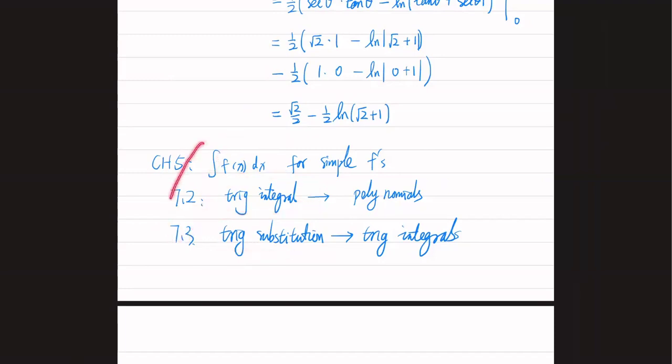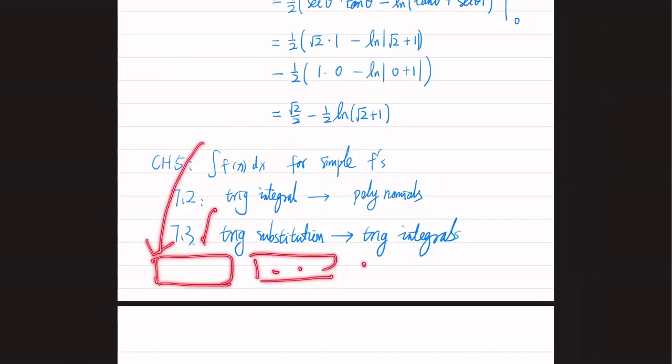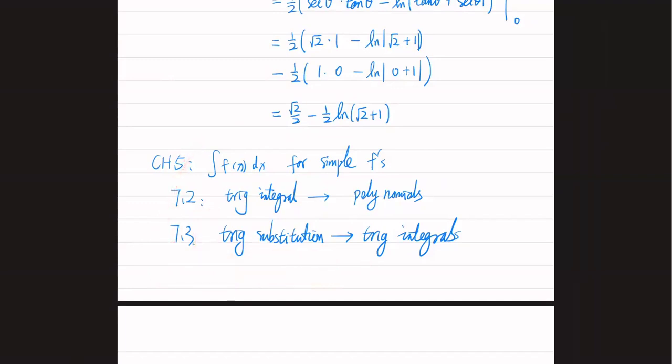Why do we do this? Because in the real world, in applications, in physics, in mechanics, in engineering, they have much more complicated integrals. You have to be able to do that. So this is the training.